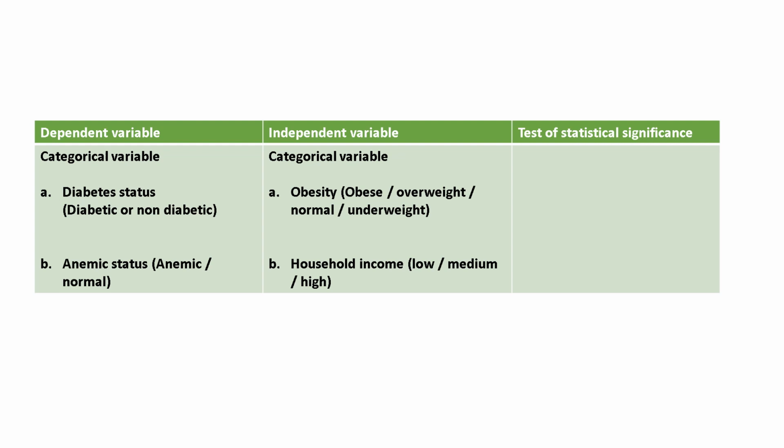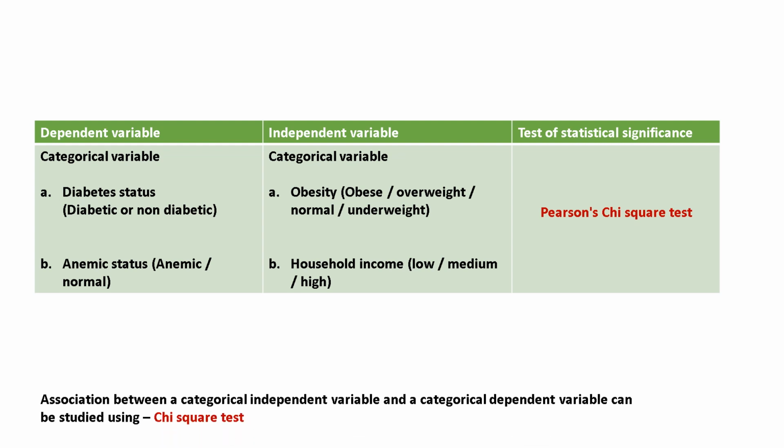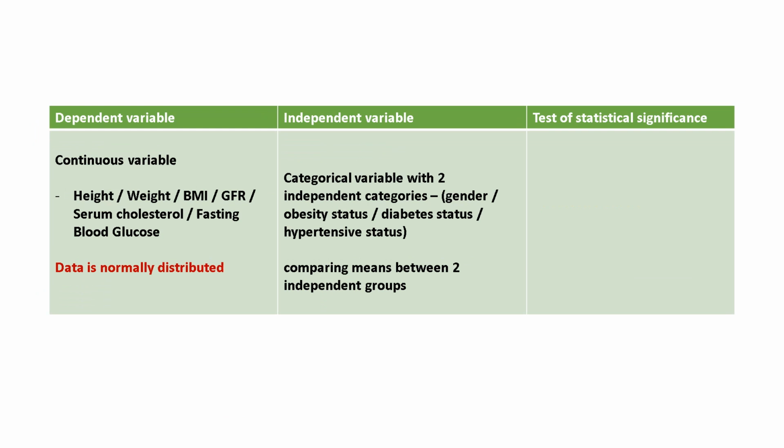So in that case, we can apply the Pearson chi-square test. Both the dependent variable and the independent variable are categorical. The association between a categorical independent variable and a categorical dependent variable can be studied using the Pearson chi-square test. We can move to the next scenario.